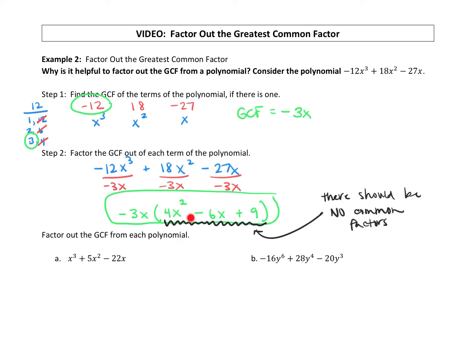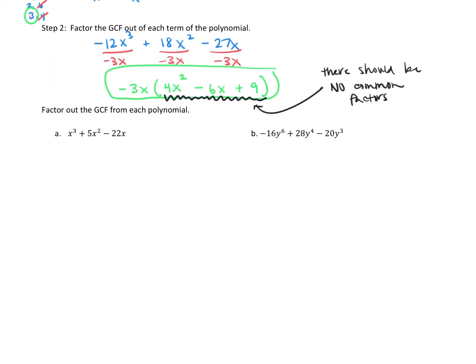If we notice that there's a common factor, let's say all three terms had an x, then we've made a mistake somewhere. Either we didn't find the greatest common factor, we didn't factor out enough, or we made a mistake while actually factoring it out. Okay, let's practice a couple more.